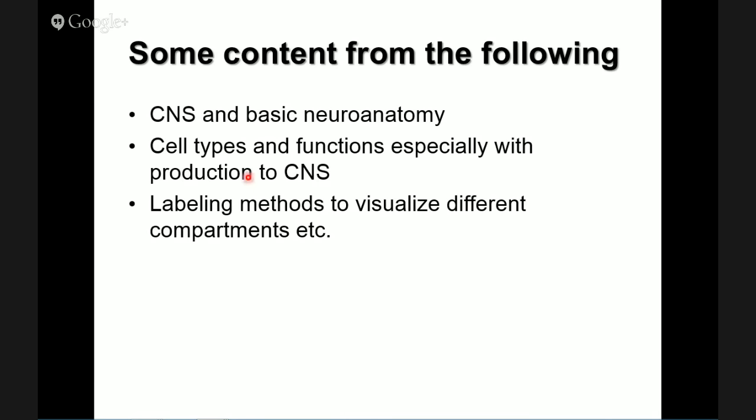So you will have questions, and you should expect to have questions related to the CNS as well as some of the basic neuroanatomy. You should know all of the different cell types that we've talked about, some of the functions, especially with the production of different CNS molecules, and you should make sure that you know what different supporting cells have in terms of their function, etc. If that's completely alien to you, you should make sure you go back and look at that. You should also look at labeling methods to visualize the different compartments. Do you know what I mean by that? No? So today is a good time to ask questions.